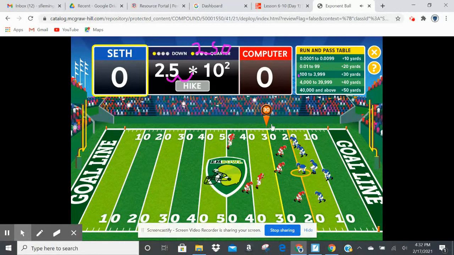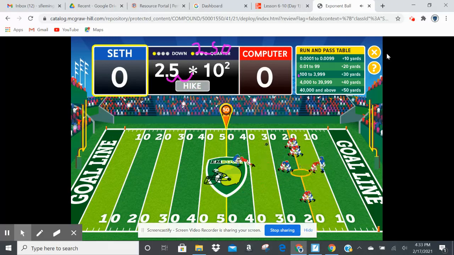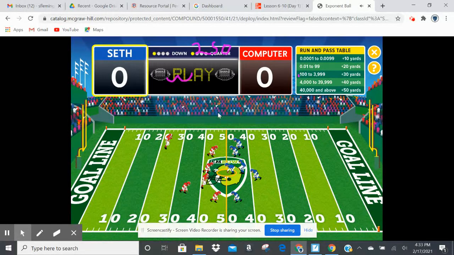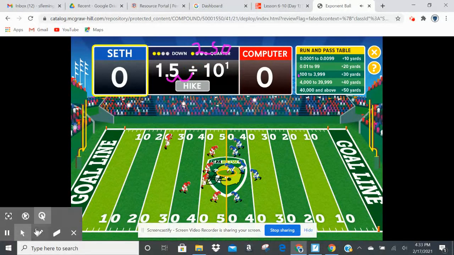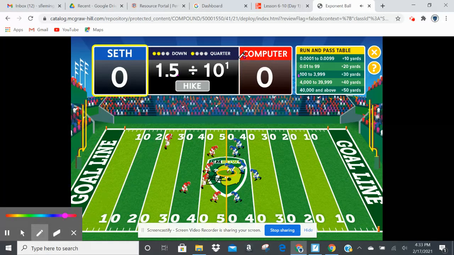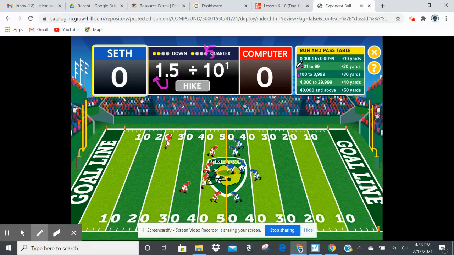There's 10 on the 30, that's 10 yards, starting at the 20, 10, 20, 30. I'm going to press that and hike the ball. And let's see how well we do. And we caught it. Let's do another one. Watch me again on this one. This one's division, so I'm going to move my decimal place over one place, not to the right, but to the left. And I get 15. Where does 15 fall? Well, 15 would fall right here.